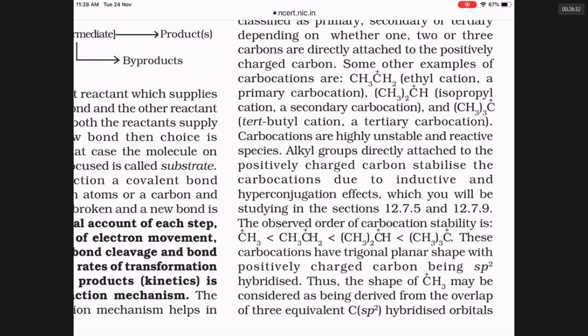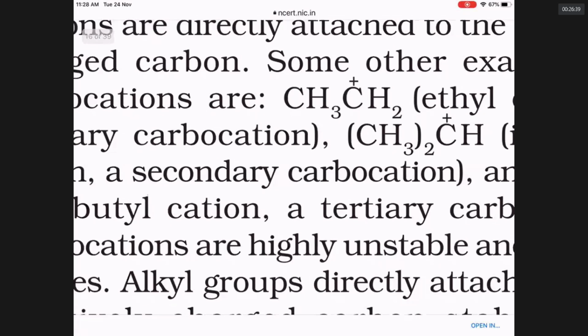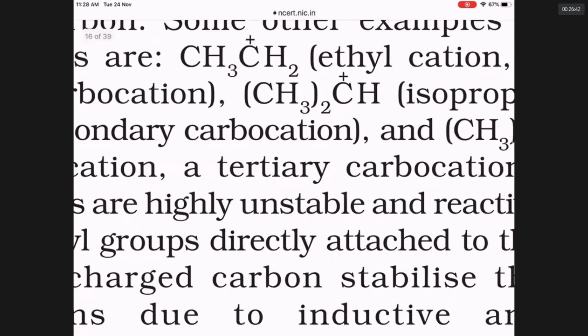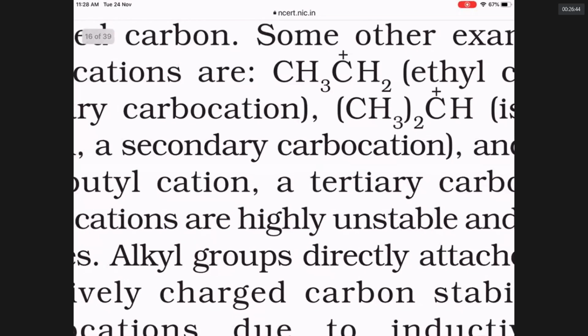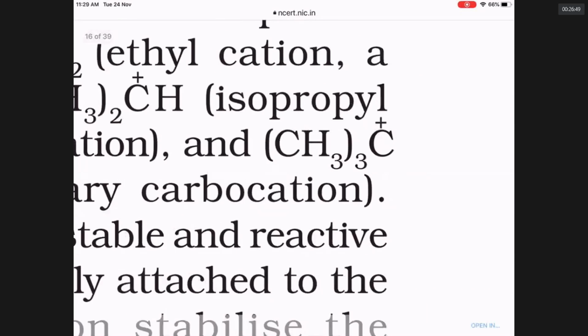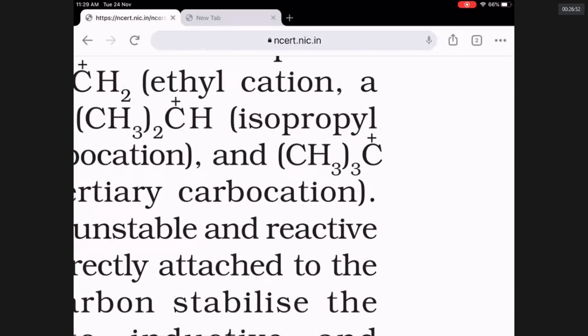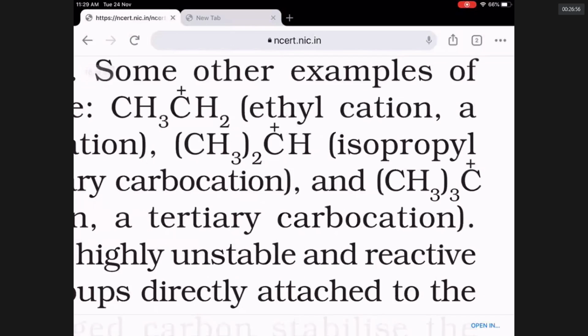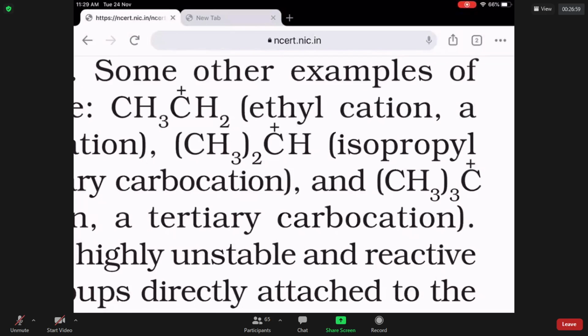The carbocation can be an ethyl carbocation, CH3CH2+. It can be an isopropyl carbocation, (CH3)2CH+. It can be a tertiary carbocation, (CH3)3C+. It means the positively charged carbon is linked to 3 CH3 groups. In isopropyl, the positively charged carbon is linked to 2 methyl groups. In ethyl carbocation, the positively charged carbon is linked to 1 methyl group.